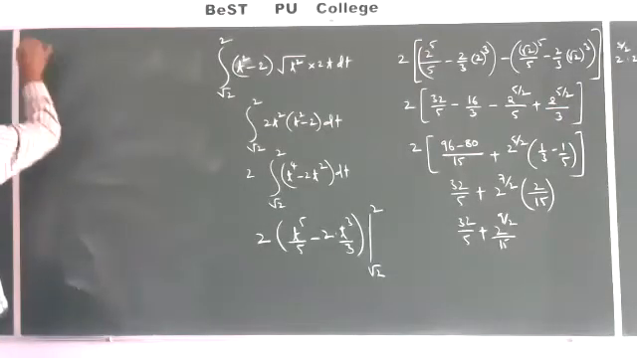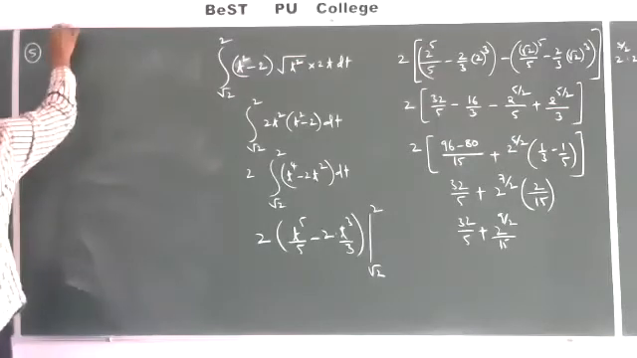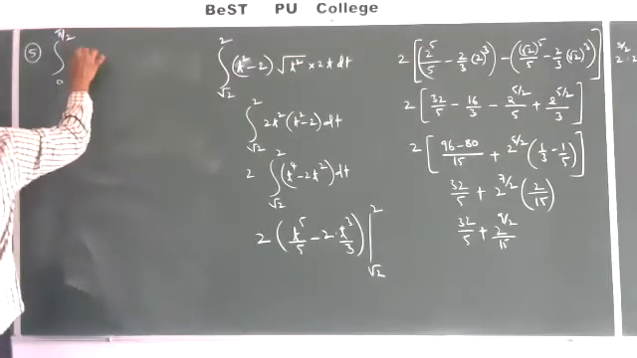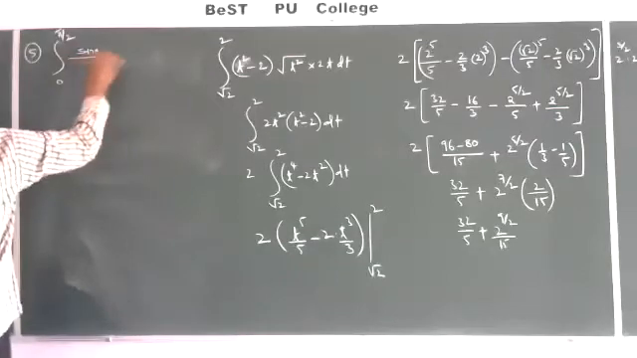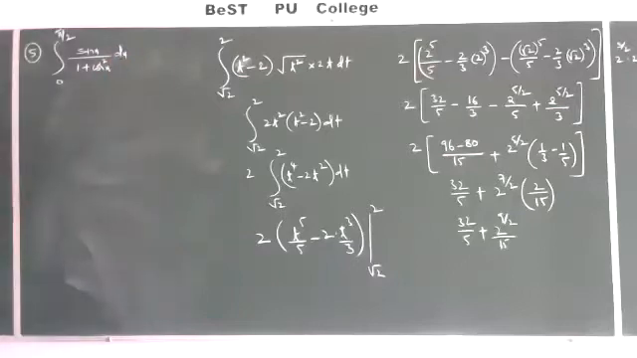Fifth problem. Integral 0 to pi by 2 sin x by 1 plus cos square x dx. Integral 0 to pi by 2 sin x by 1 plus cos square x into dx.